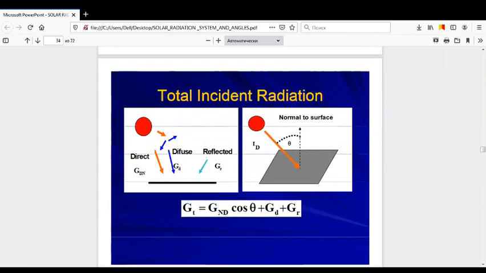This is the total incident radiation, from the sun: the direct radiation, diffuse radiation, and reflected radiation. The direct radiation normal to the surface, and the incident radiation that comes at an angle theta, gives the total value Gt equal to Gnd cos theta plus Gd plus Gr.